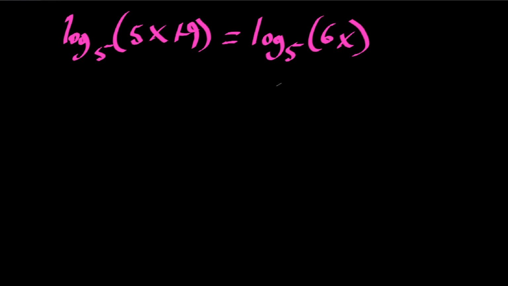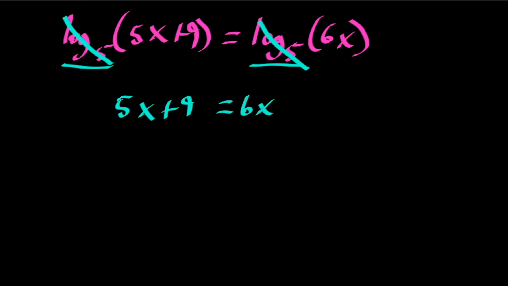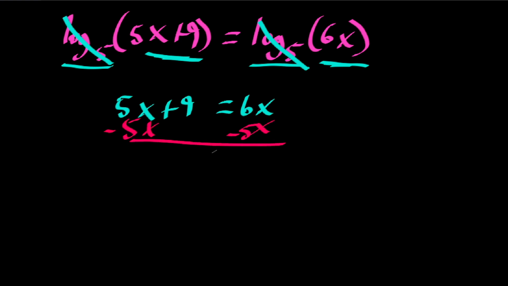Now we use the one-to-one property: as long as this log base 5 and this log base 5 are the same, we can cancel the log base 5s, and we end up with 5x plus 9 equals 6x. Whatever's being evaluated, you just take out and set those two things equal to each other. Then you solve your equation. We could subtract 5x, so then 9 equals x, so there's our answer.